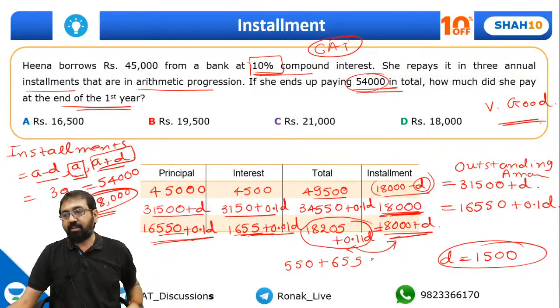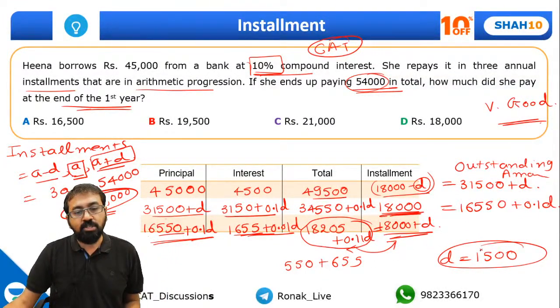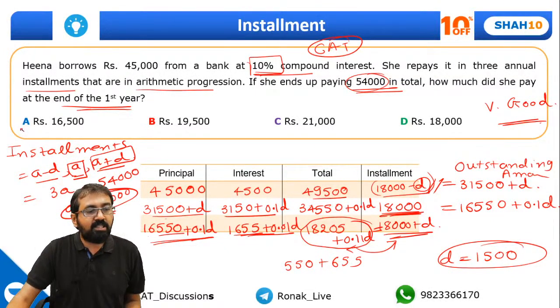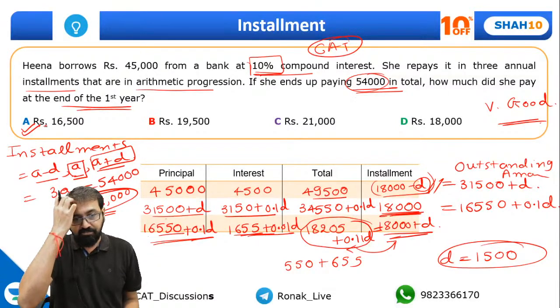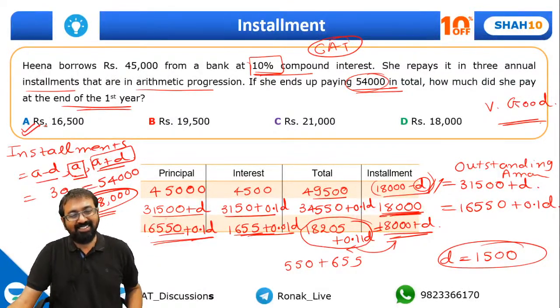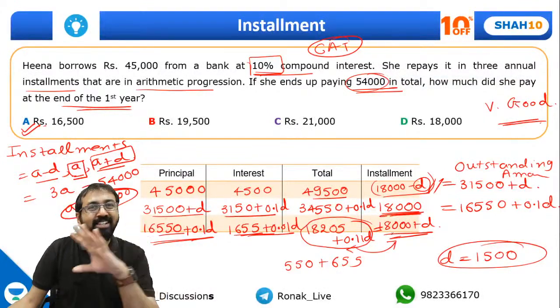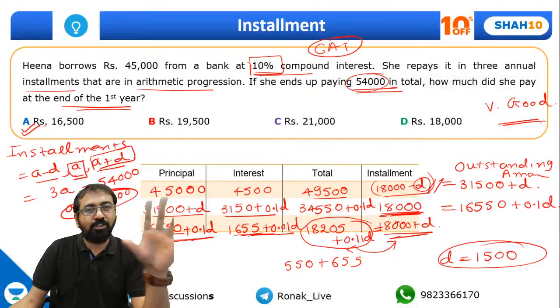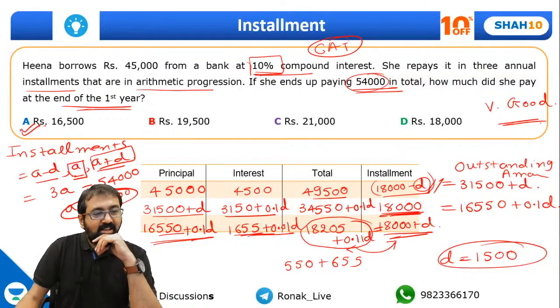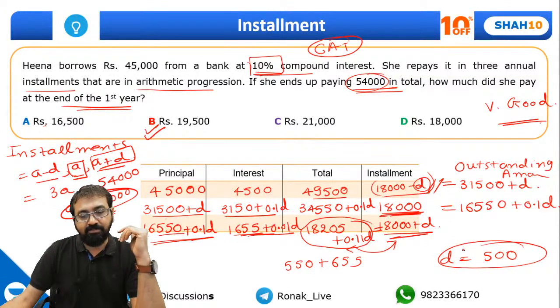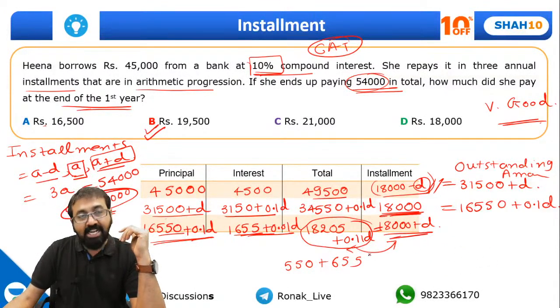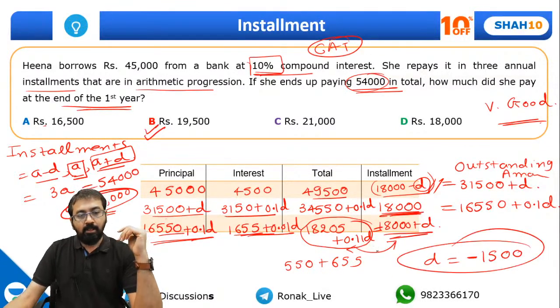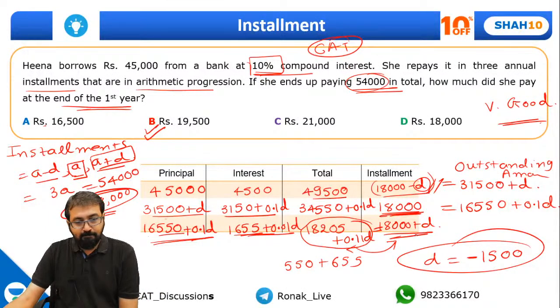Please solve this thing, everyone. D will come out to be 1,500. Once you have got D, so first year installment should be 16,500. As simple as that. Achha, there is one more thing. Guys, now you could have not done all these things. You would not require to do all these things. Sorry. Guys, the answer is this one, 19,500. If you solve this thing, this is going to be negative value. See, D will come out to be minus 1,500. Please check. D is negative.